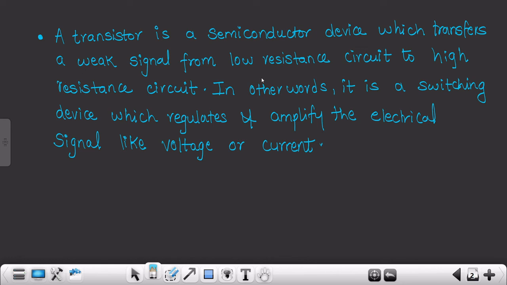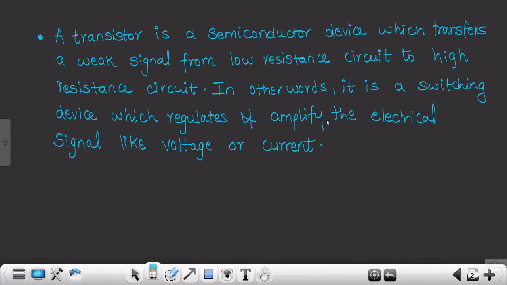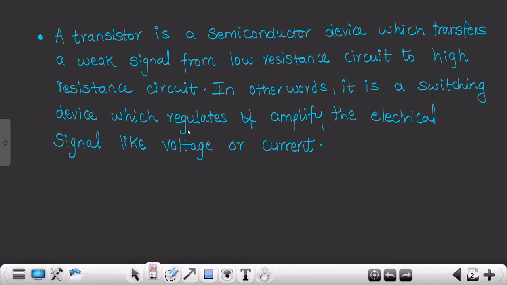I know this sounds a little confusing as of now, but when you look at this diagram, you get a crystal clear idea of what exactly the transistor is, right? So this line, that is, in other words, it is a switching device. This word we'll see in the upcoming video sessions, right? You don't worry about this part, but about this part, that is, which regulates and amplifies the electrical signal like voltage or current, right?